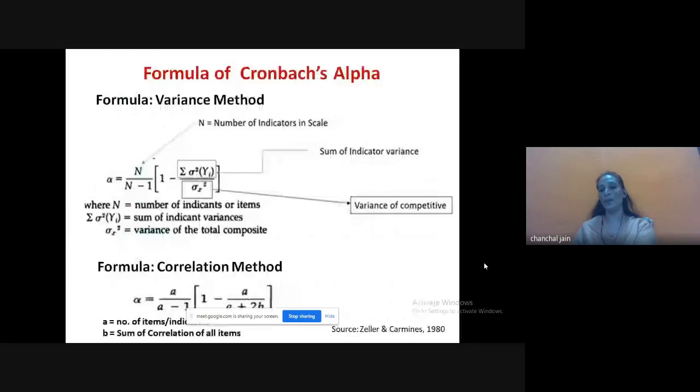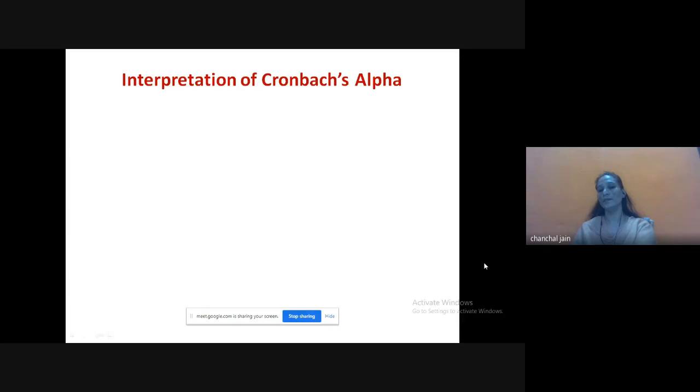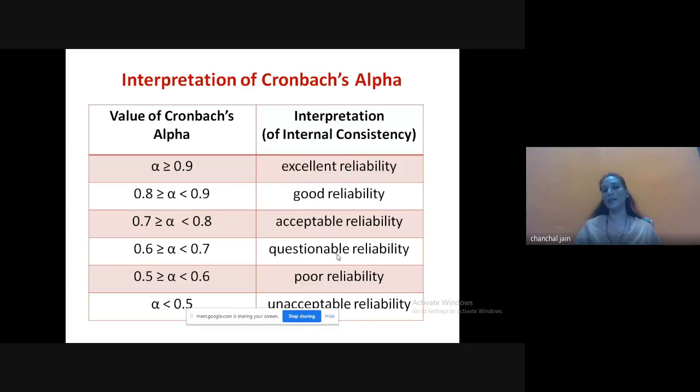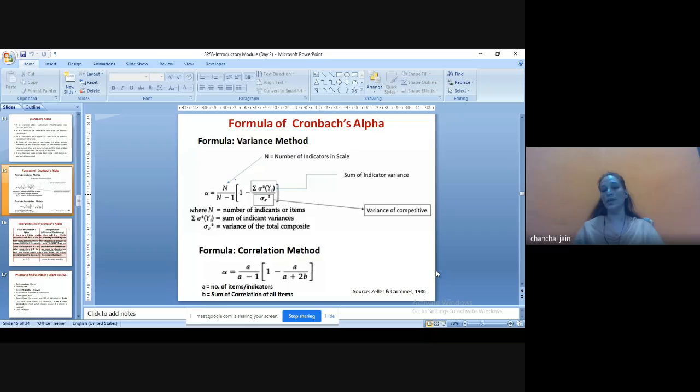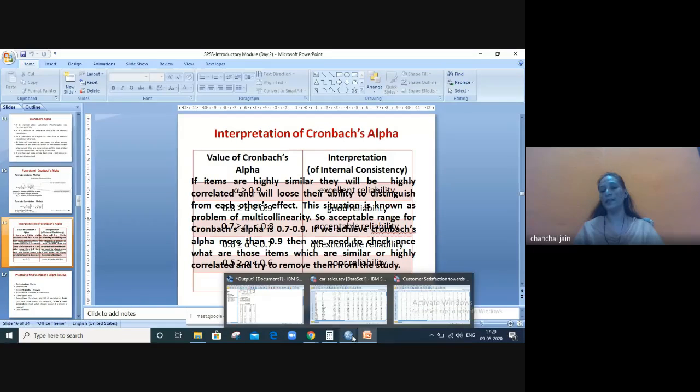I'm showing you in the PPT again. Here you can see if the alpha value is 0.6 to 0.7, then we can say it's questionable reliability. That means we cannot accept this reliability.